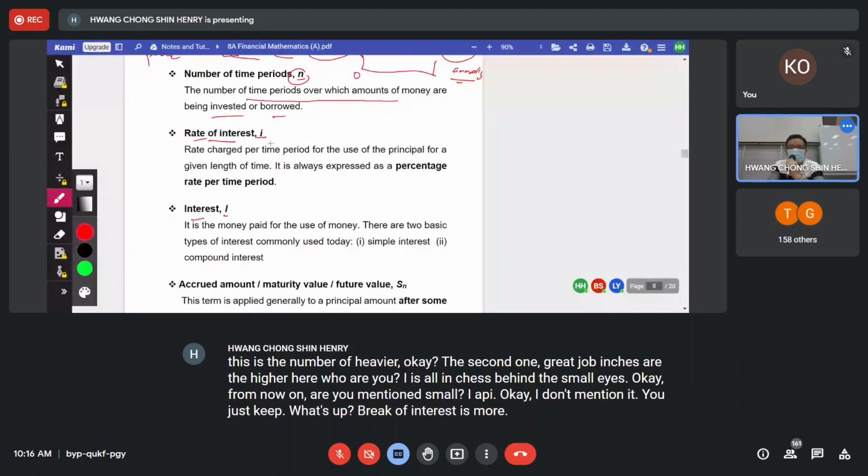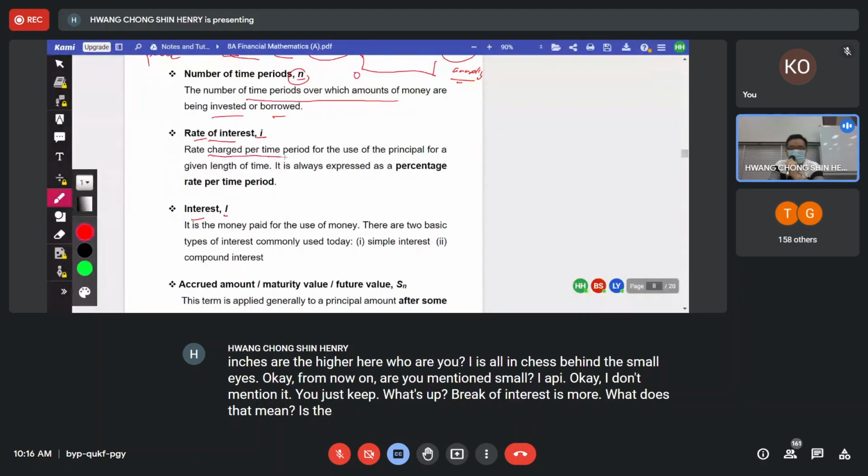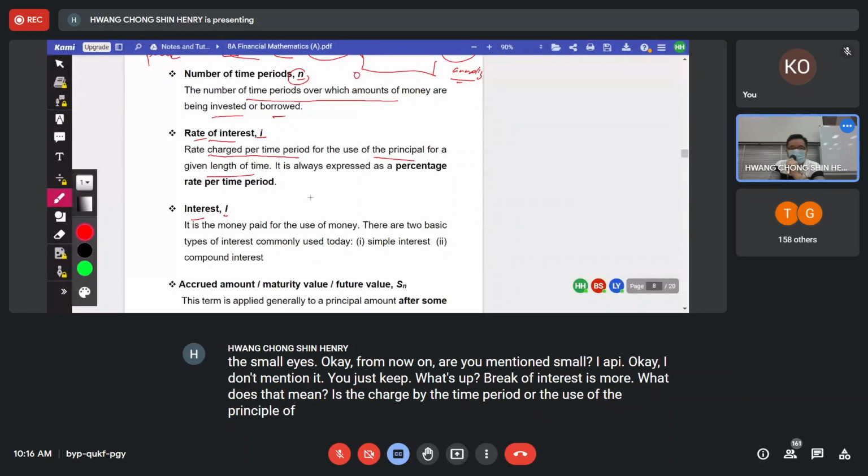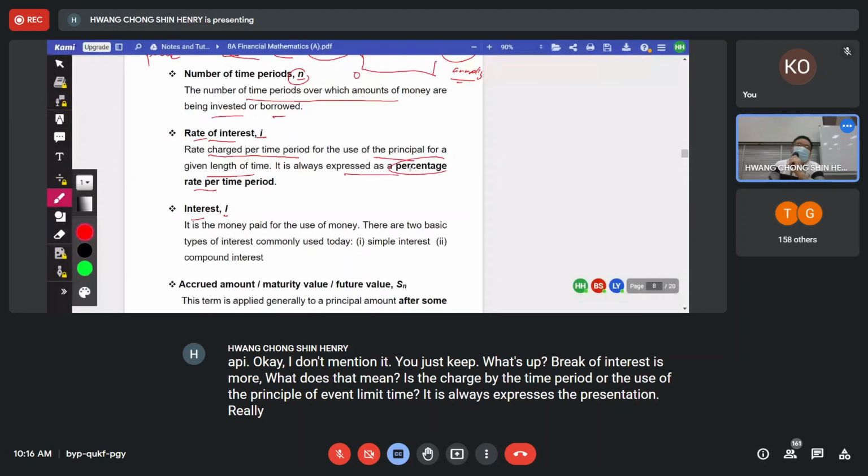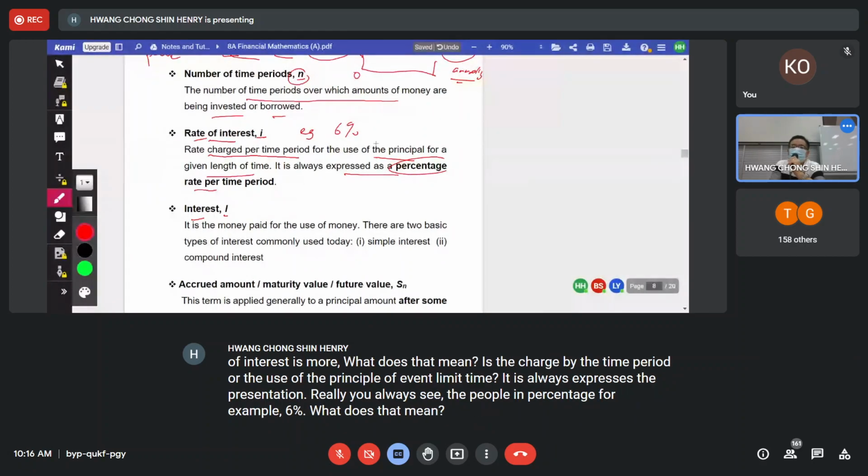What does that mean? It's the charge per time period for the use of the principal for a given length of time. It is always expressed as a percentage rate. You always see the figure in percentage. For example, 6%. What does that mean? This is 0.06. This one, it doesn't matter.